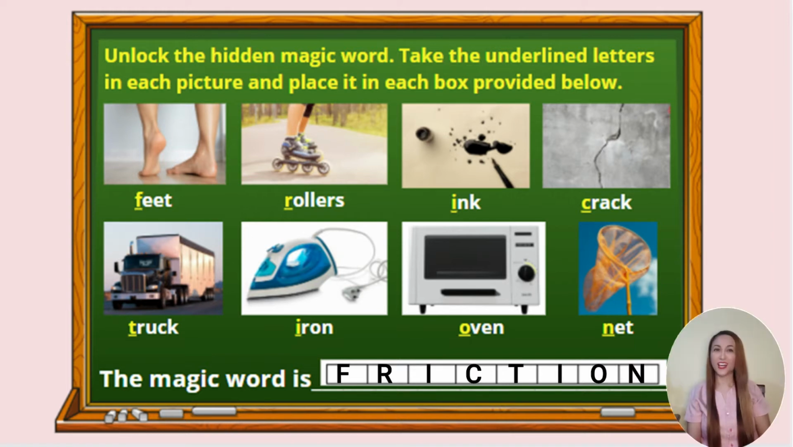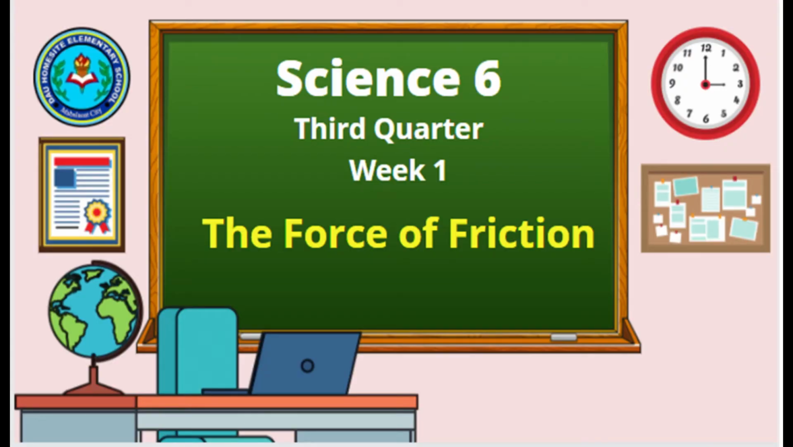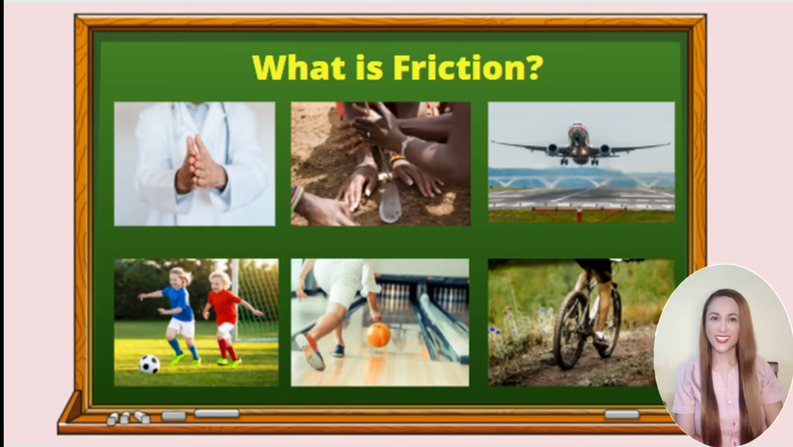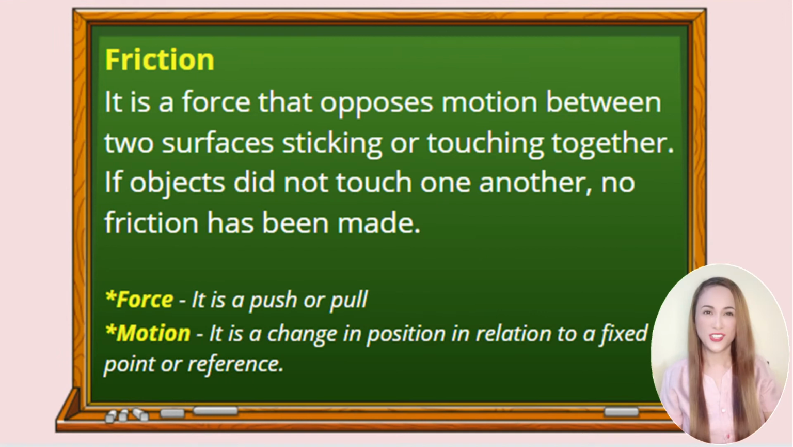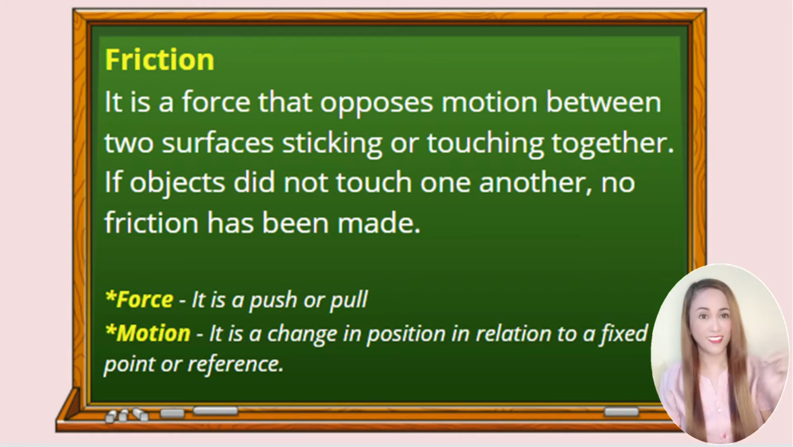Very good! The correct answer is friction. Hello there! For our Science 6 third quarter week 1 lesson is all about the force of friction. What is friction? Friction is a force that opposes motion between two surfaces sticking or touching together. If objects did not touch one another, no friction has been made. What is a force? A force is a push or pull.